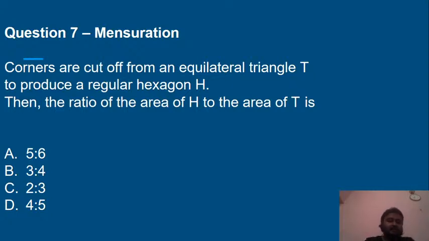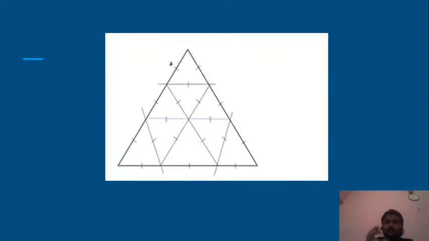Okay, so yeah, let us solve this question. Corners are cut off from an equilateral triangle T to produce a regular hexagon H. Then the ratio of area of hexagon to that of the triangle T is very simple. So look, whenever you are trying to cut off a hexagon, this is how you should cut it off. So you can see that every side of the hexagon is actually equal to one third of the side of the triangle. So write it down as a concept, as if you already know this concept, then well and good.